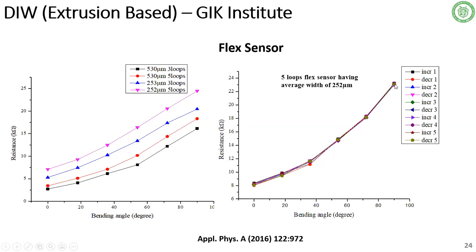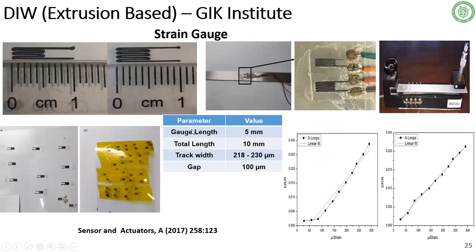And we also did the endurance test by giving incremental and decremental bending. It means we bent it in the clockwise direction and counterclockwise direction, and did it multiple times, and the behavior does not change. So we also did the endurance test, and we published this research.